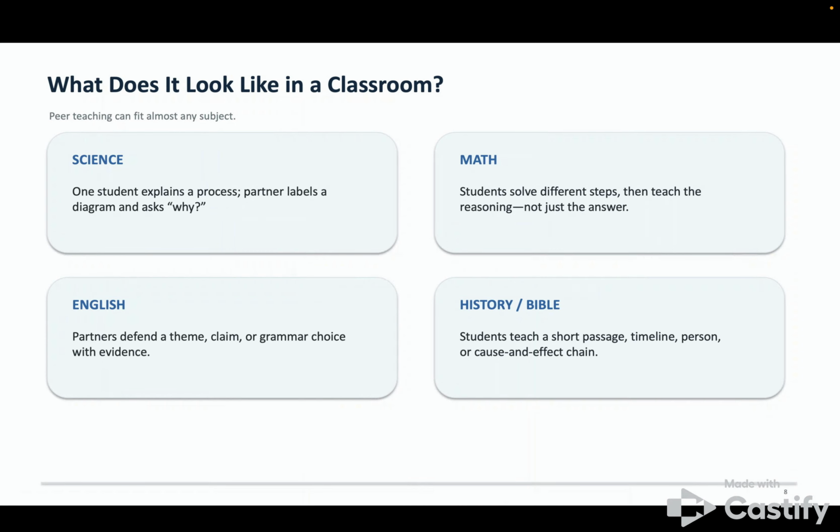In English, students can defend an interpretation of a story or explain why they selected a particular piece of evidence. And in history or Bible, students can teach a passage, historical event, a person, timeline, or cause and effect relationship. The important thing is that peer teaching isn't limited to one particular subject. It's a strategy that can be adapted to almost anything.